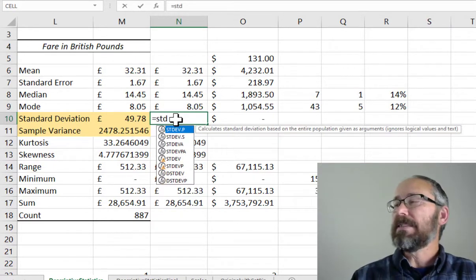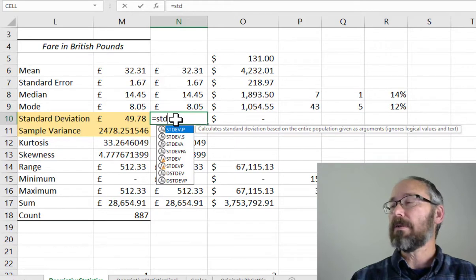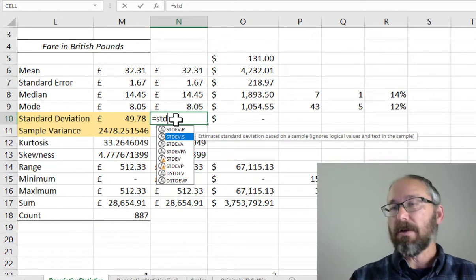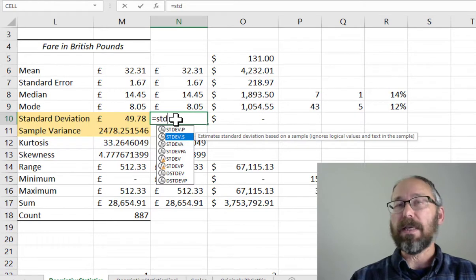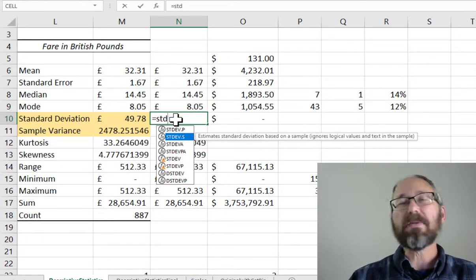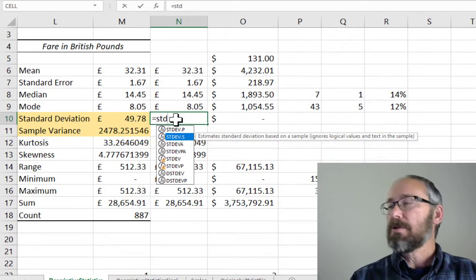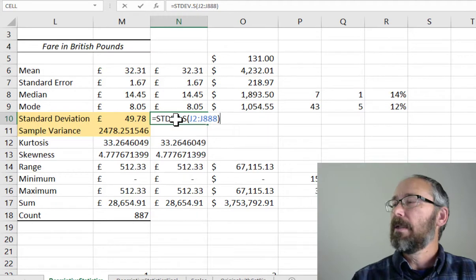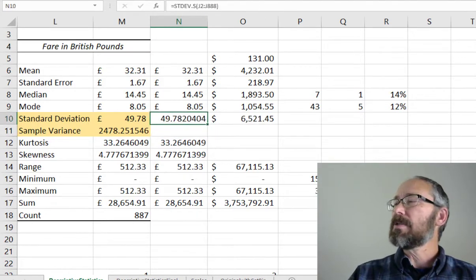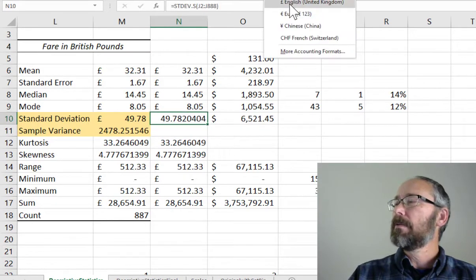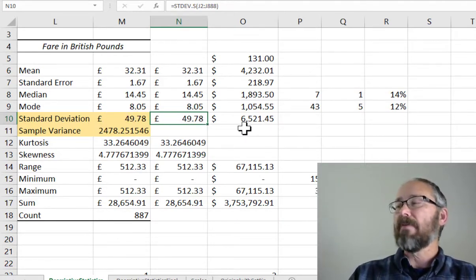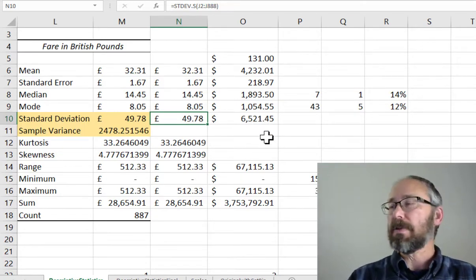Equals standard deviation, and there's a P for population or an S for the sample. Now, we're using the sample, and I'm going to talk in a moment about the difference, but we're using the sample, and that's what Excel is using in the Analysis ToolPak, because we're finding out the standard deviation in this sample. So we're going to select the sample, and that is J2 to J8. And I'm going to have that display in British pounds again. That shows you that we calculated the same thing as the Analysis ToolPak. And now we have our answer in US dollars 2019.